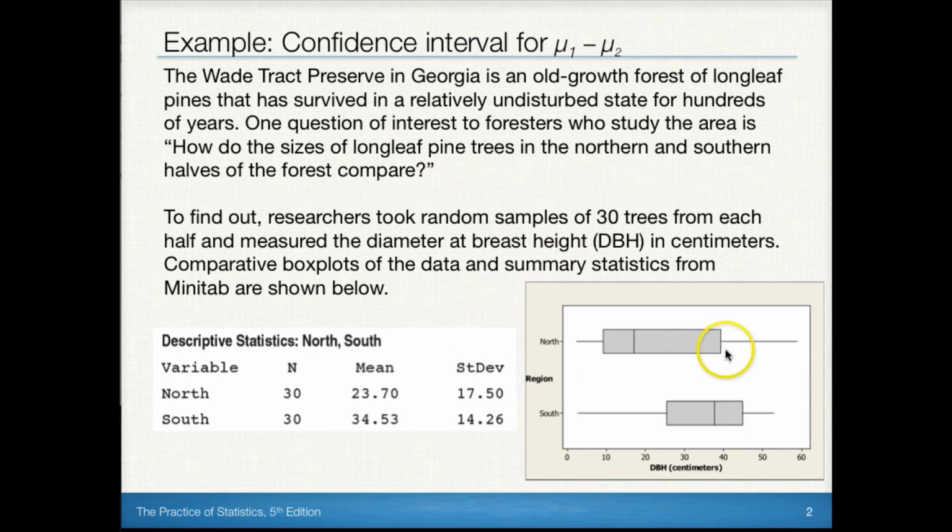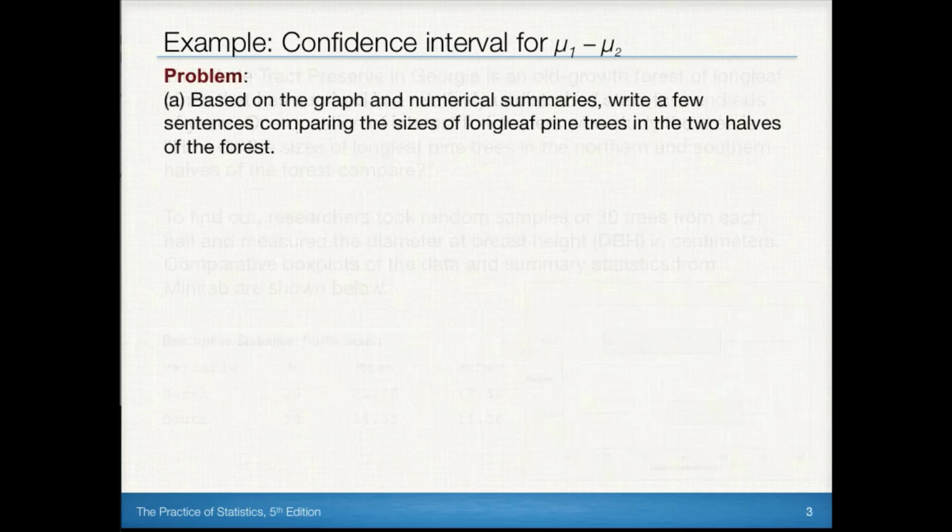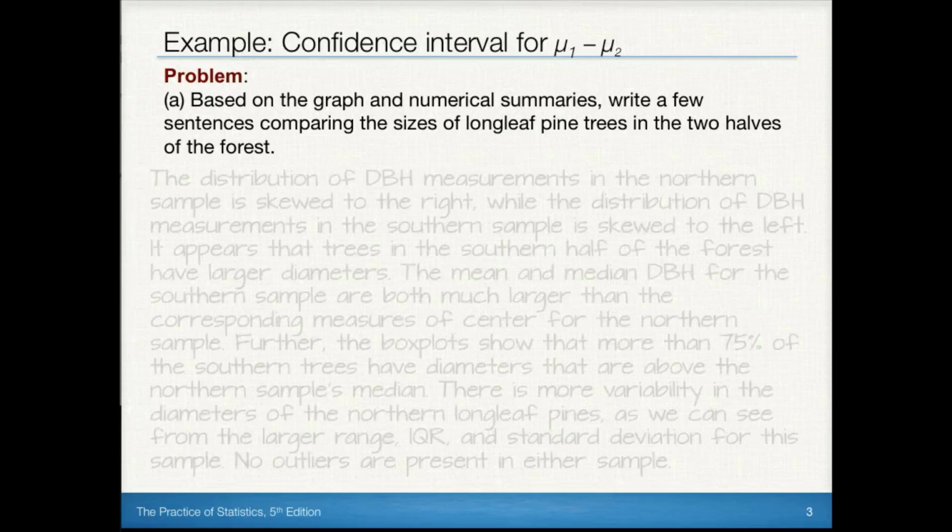So here we have our box and whisker plot for the northern region and the box plot for the southern region. And we also have our descriptive statistics showing random samples of size 30 for the north and south with their respective means and standard deviations. Based on the graph and numerical summaries, write a few sentences comparing the sizes of longleaf pine trees in the two halves of the forest.